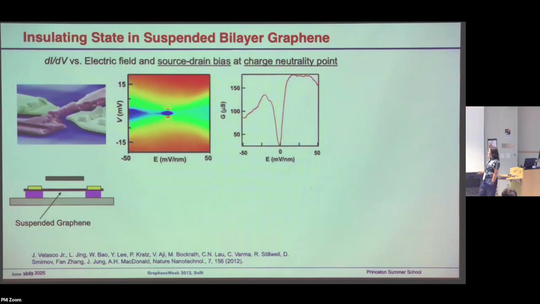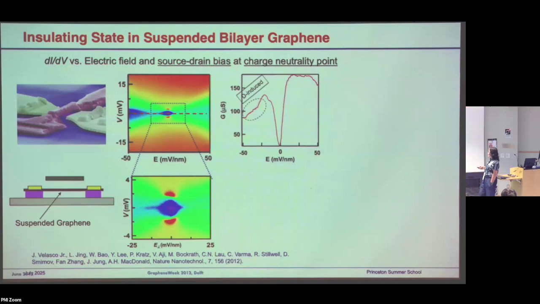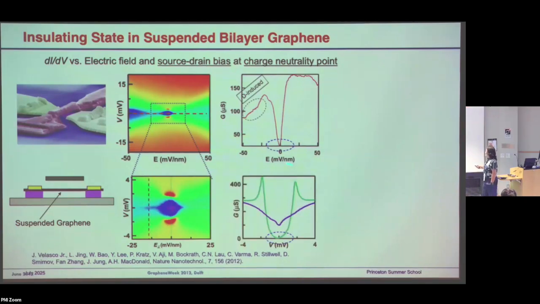Okay, let me just say that what we find is that in this suspended graphene, again at the charge neutrality point, there is a gapped insulator state with a gap of about 2 millielectron volt. And this gap state can be suppressed. This looks like a spectroscopy that measures the band gap state.